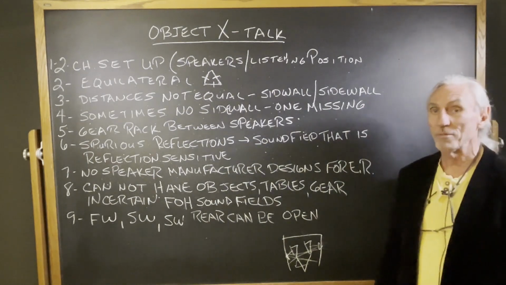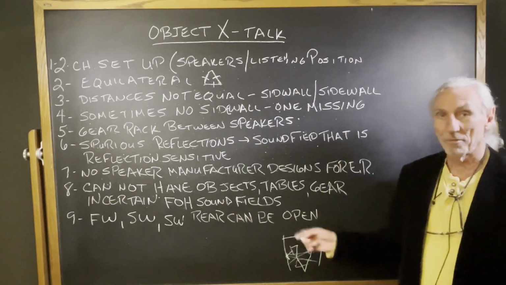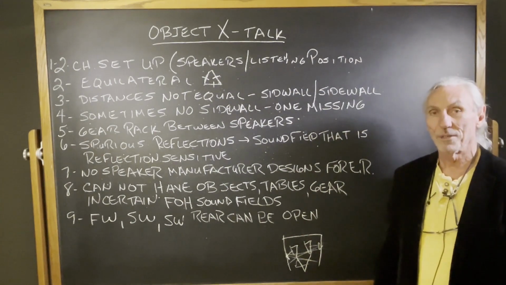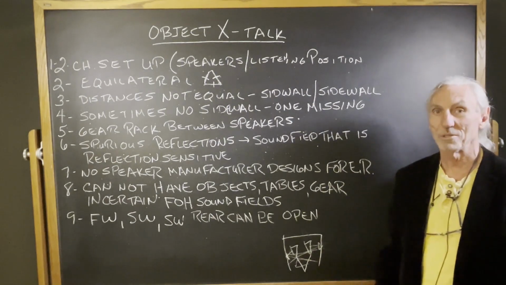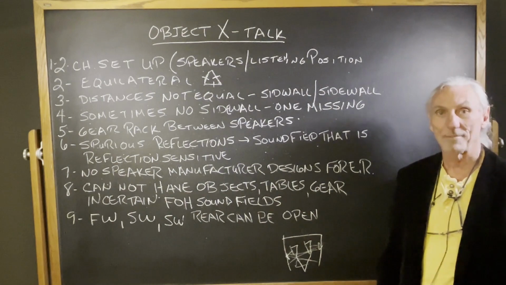But the sidewall and the front walls have to be connected and contiguous. So be careful with these sound fields, especially between each speaker and the speaker to the listening position. That's sacred territory. Keep objects out of that. Object crosstalk, we don't want it.